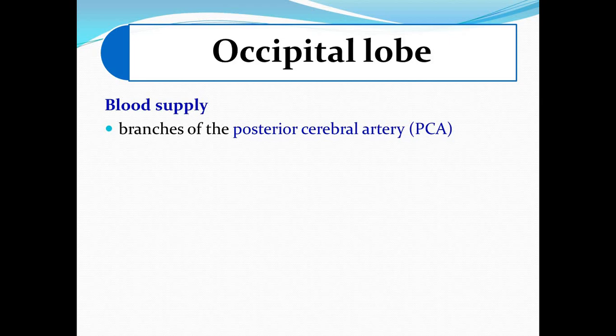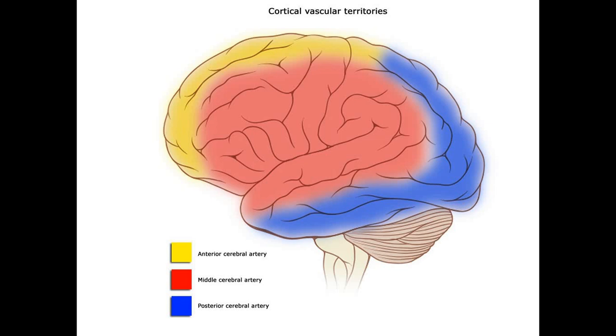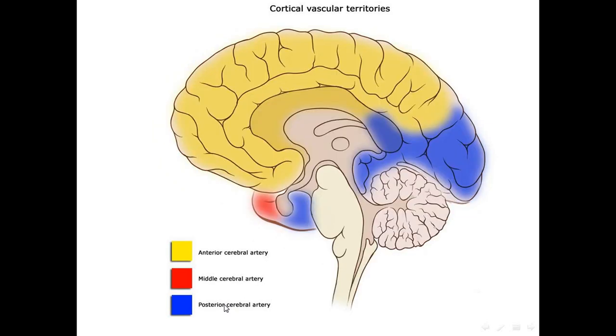The blood supply to the occipital lobe, as it lies in the posterior cranial fossa, the main blood supply is by the posterior cerebral artery. This is the location of the occipital lobe, so it's supplied by the posterior cerebral artery, laterally and medially.